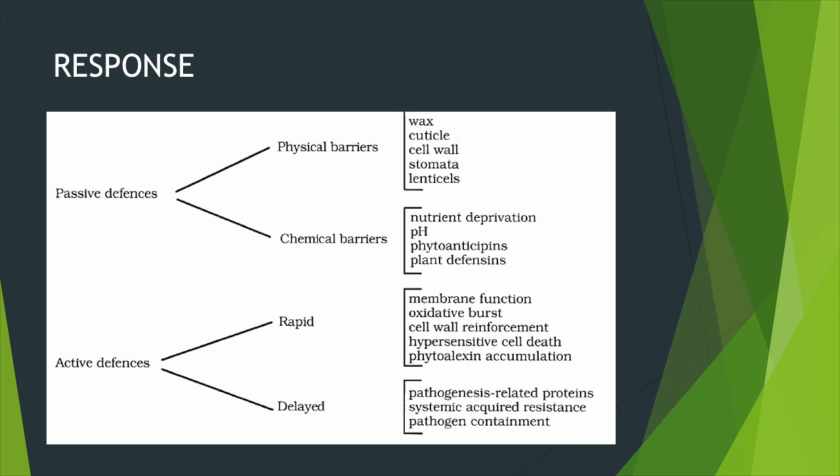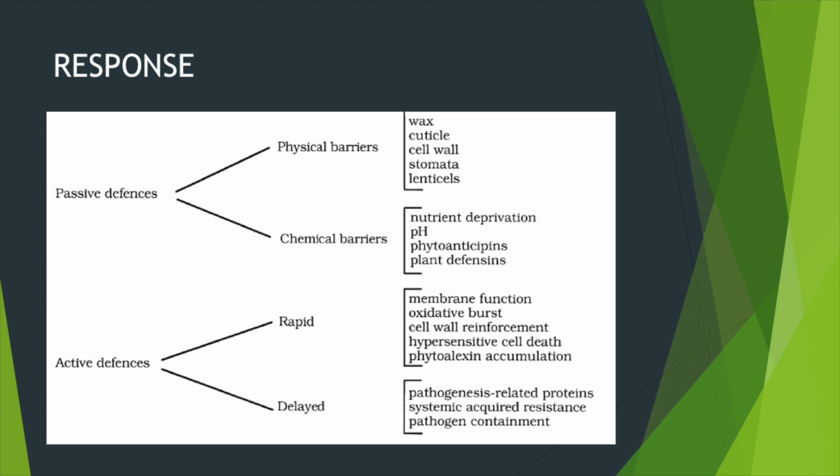What are the kinds of physical barriers that are passively present in the plant cell that prevent the entry of pathogen? The first one is the wax. Most plants will have a waxy coating. The second one is the cuticle. The third one is the cell wall, and we have the stomata as well as the lenticels. These are all physical barriers that prevent the entry of pathogen inside the plant cell.